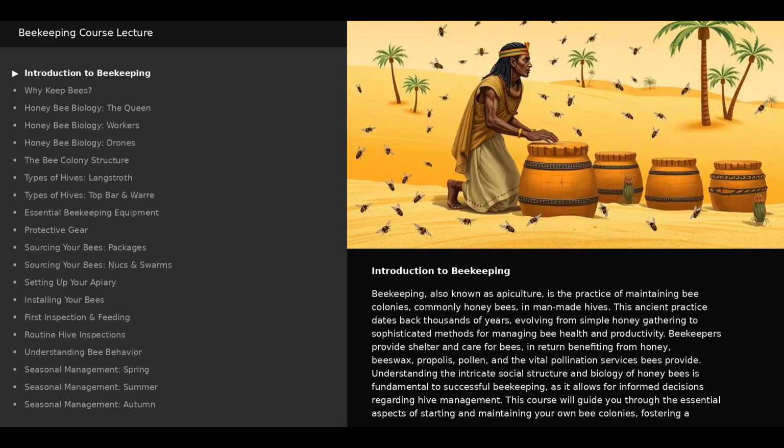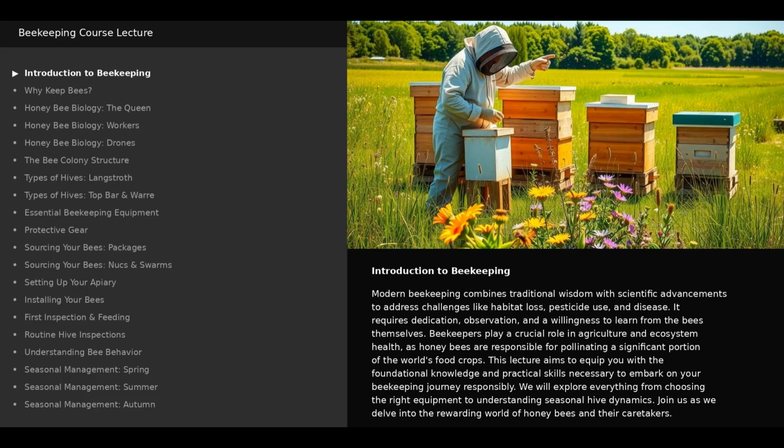This course will guide you through the essential aspects of starting and maintaining your own bee colonies, fostering a deeper connection with nature. It emphasizes sustainable practices for both the bees' well-being and the beekeeper's success. Modern beekeeping combines traditional wisdom with scientific advancements to address challenges like habitat loss, pesticide use, and disease. It requires dedication, observation, and a willingness to learn from the bees themselves.